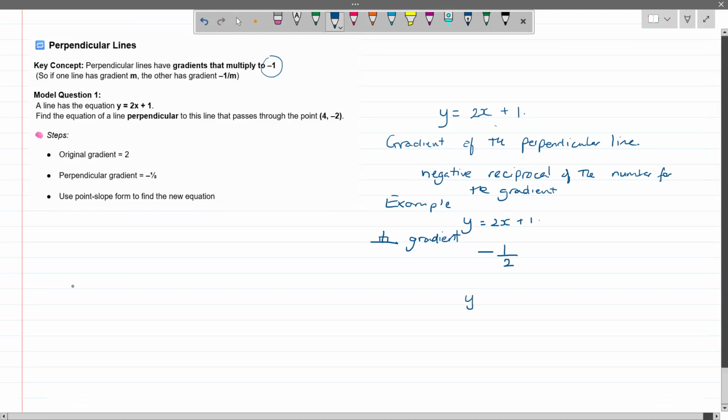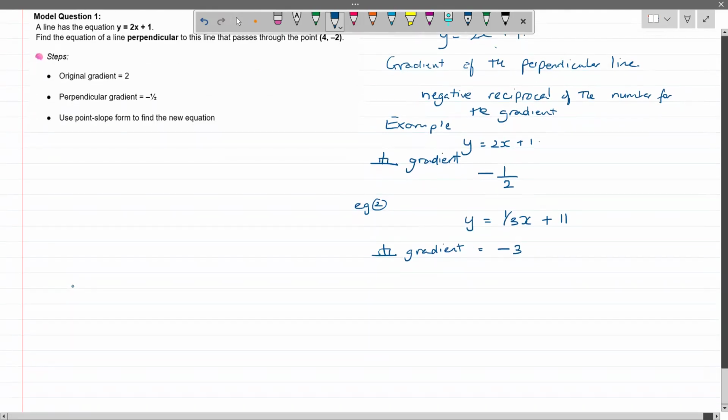If I have another line, let's say this line is a line K, and I want a line perpendicular to this. We're going to change the sign. It was positive, it becomes negative, and we flip the number. So this third, you move the 3 on top, you put the 1 below, you get -3.